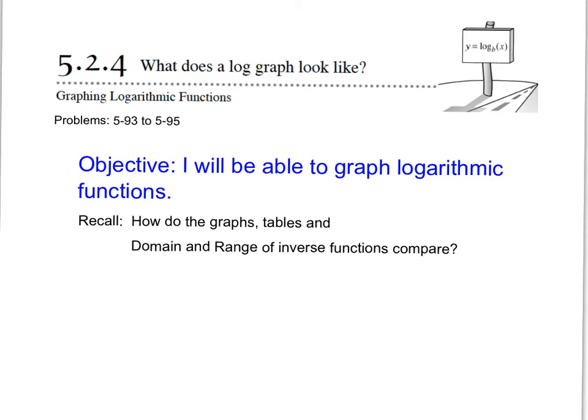What does a log graph look like? Your objective is going to be able to graph logarithmic functions. Now, recall, how do graphs, tables, domain, and range of inverse functions compare?